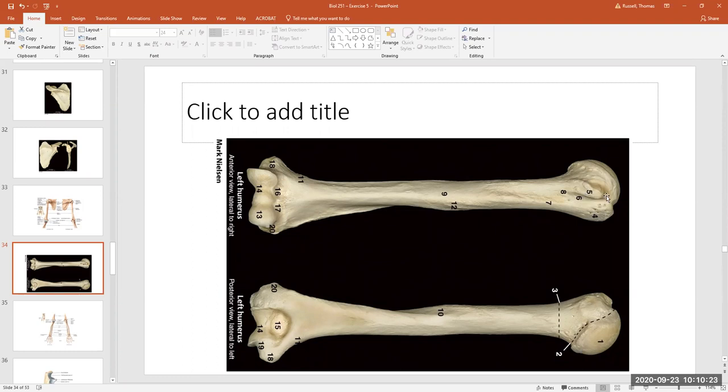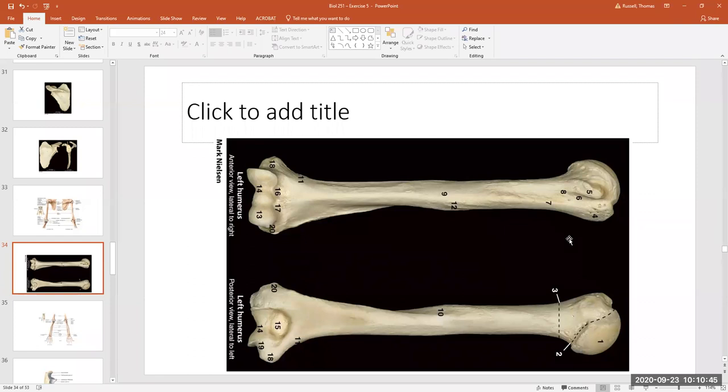So the sulcus is a groove that runs between these two tubercles. It's called the intertubercular sulcus. The word intertubercular means between tubercles, by the way. We have to know the deltoid tuberosity of the bone.